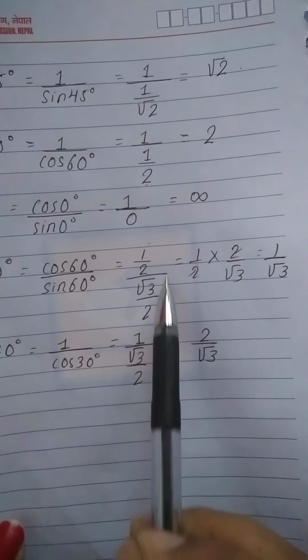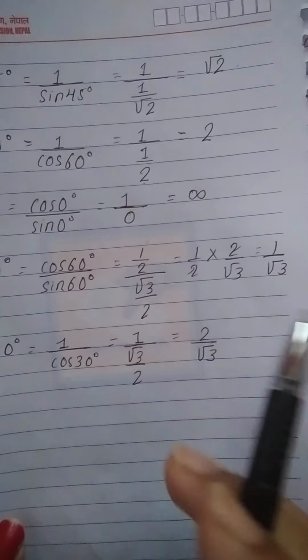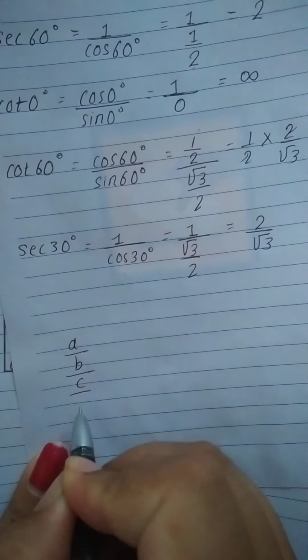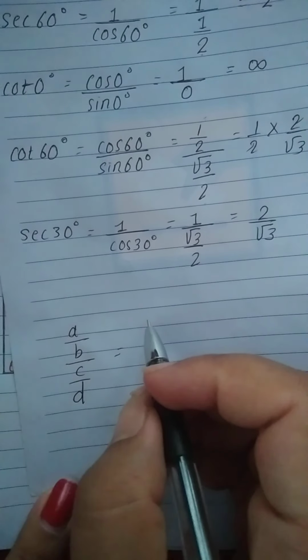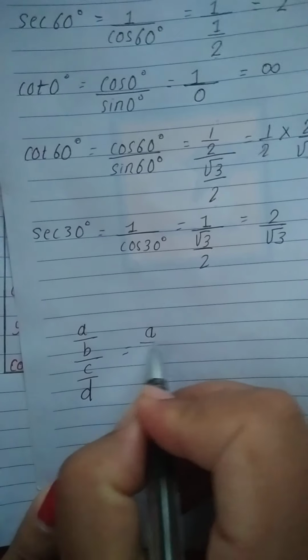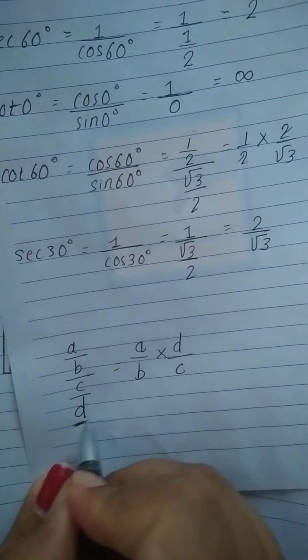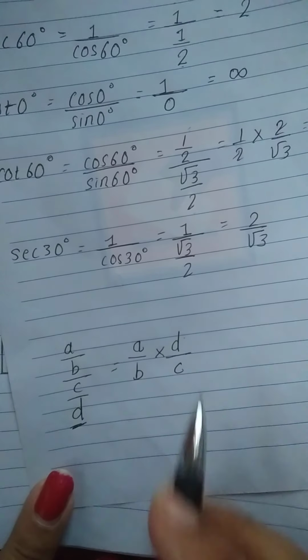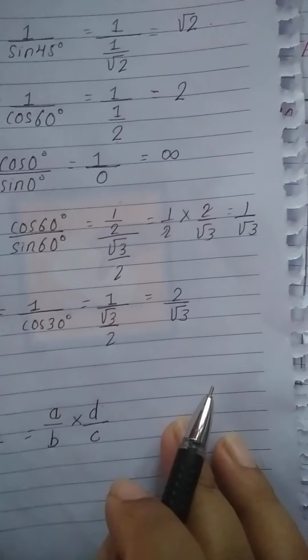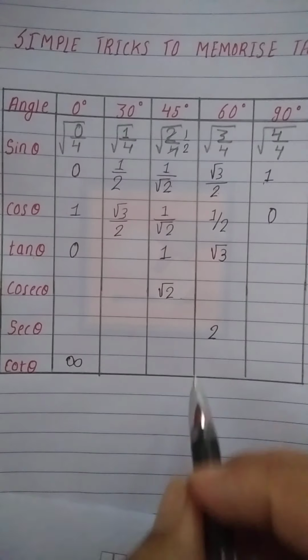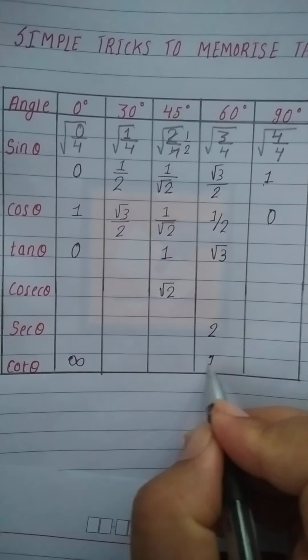So this is the reciprocal rule. We call it a reciprocal rule. If you are confused, then we can say A by B divided by C by D. If we follow the reciprocal rule, then it will be A by B into D by C. This last D will go up, so it comes D by C. So our value will be 1 by root 3. This is of cot 60. You can easily write the cot 60 is 1 upon root 3.